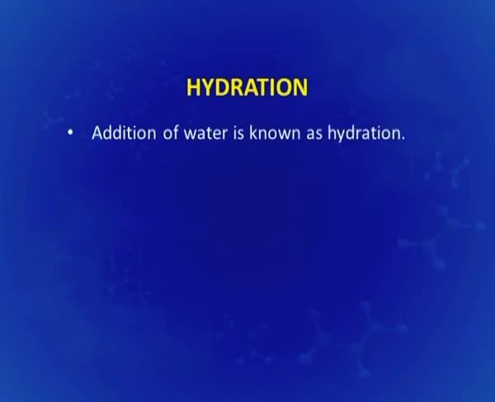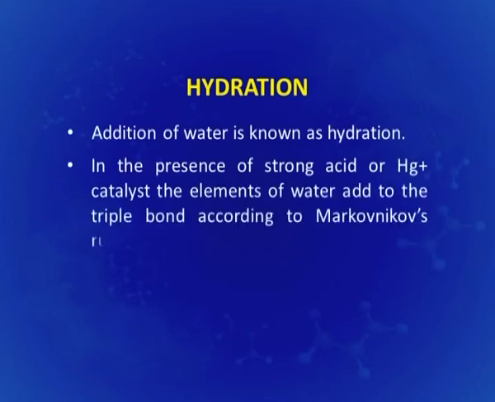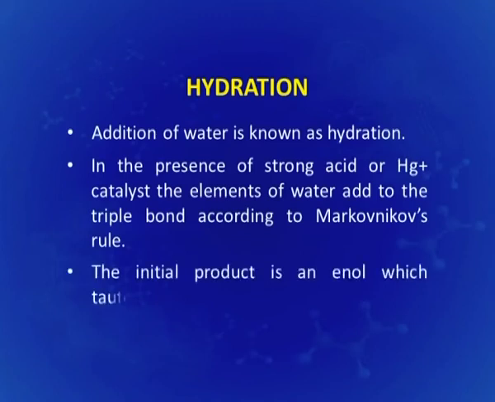So, the general step involved in this is that the addition of water is known as hydration. In the presence of strong acid or mercuric catalyst, the elements of water add to the triple bond according to Markovnikov's rule. The initial product is an enol, which tautomerizes to a ketone.